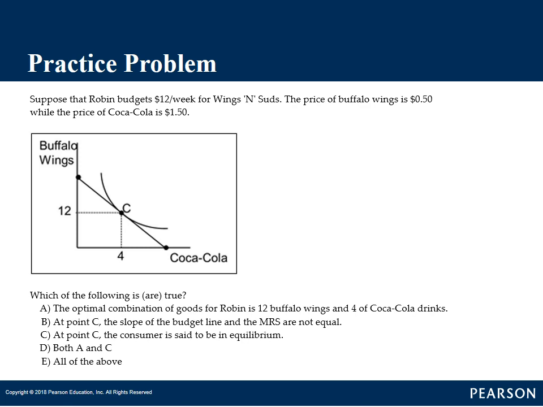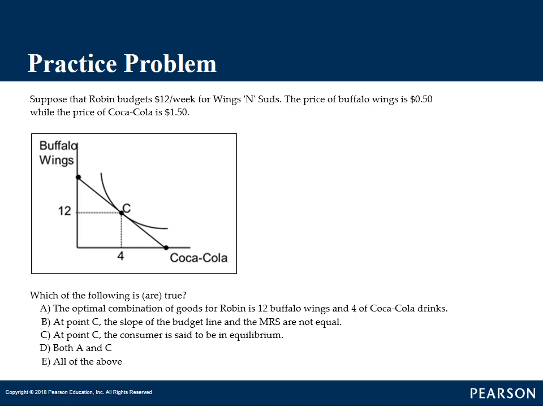So this brings us to a practice problem, and you're actually going to see this problem in your quiz question. So hopefully you're watching this video so that you can get a free answer here. Suppose that Robin budgets $12 a week for wings and suds. The price of buffalo wings is 50 cents, while the price of Coca-Cola is $1.50. Which of the following are true?